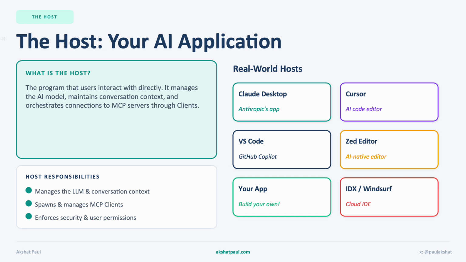Claude Desktop, Cursor, VS Code with Copilot, Zed. These are all hosts. And the green card at the bottom right is important. Your app. You can build a host too. If you're building an AI-powered developer tool or agent, your application becomes the host. The host is the entry point to the entire MCP ecosystem.